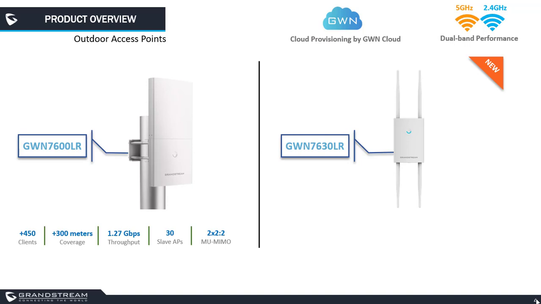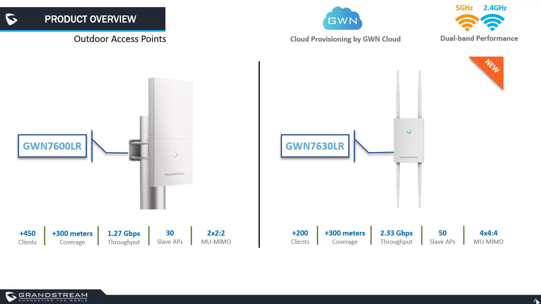So for the outdoor access point, we have the GWN7600LR, or long range, which is a powerful long range Wi-Fi access point featuring weatherproof casing and heat resistant technology. It comes with dual band Wi-Fi 2x2 with beamforming technology and an extended Wi-Fi coverage range of up to 300 meters, and it supports up to 450 wireless clients.